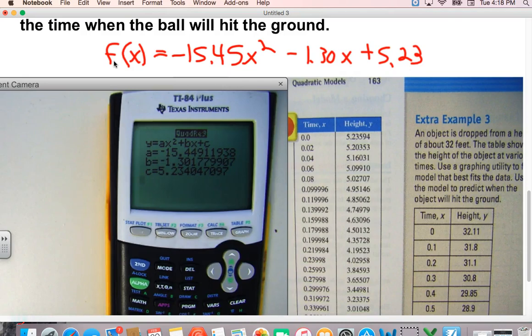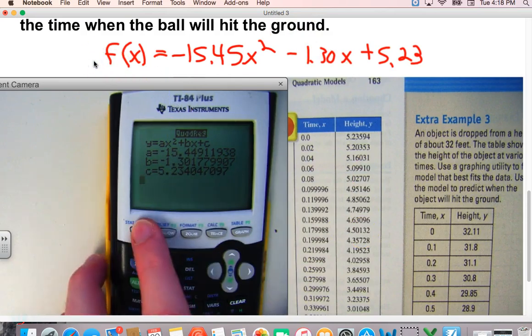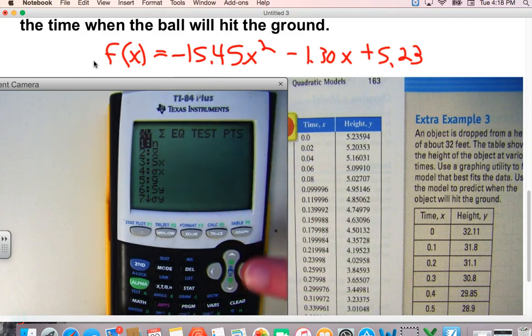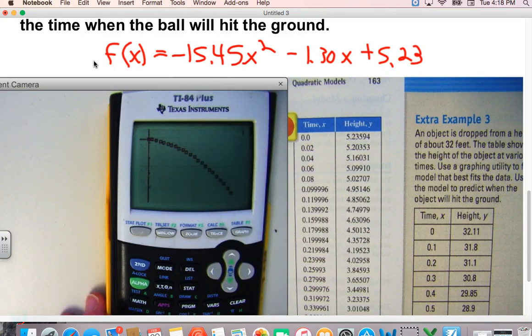Now the last part says to figure out the time when the ball hits the ground. So x is time. We want to know what x is when the height is 0, right? Because if we want the ball to hit the ground, that means the height is 0. So let's graph the function. We get y equals, vars, and then pick statistics, which is number 5. Go over to equation and pick the first thing, regression equation. It'll plug that equation in. We can graph it and see a good representation of those points.